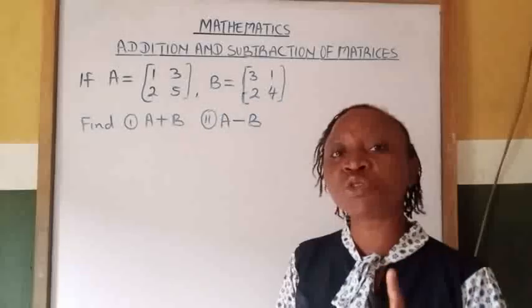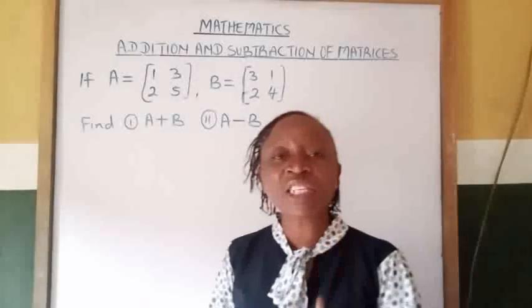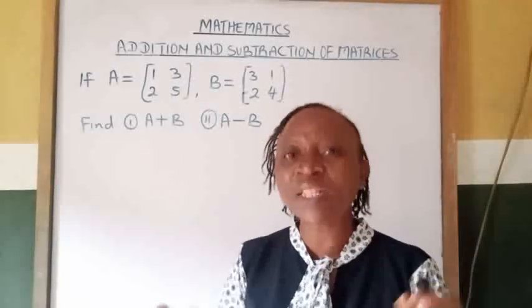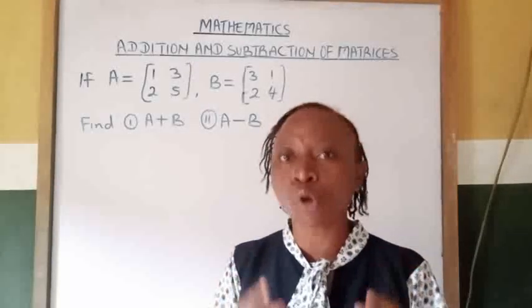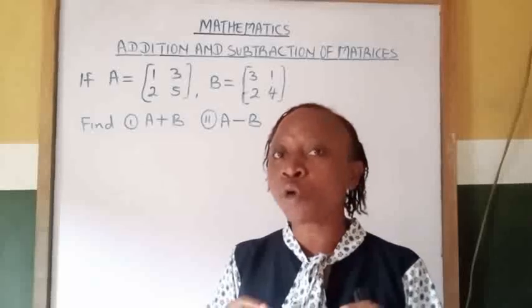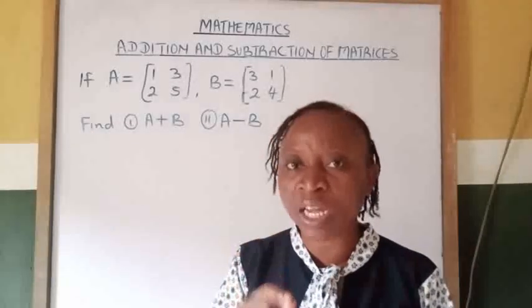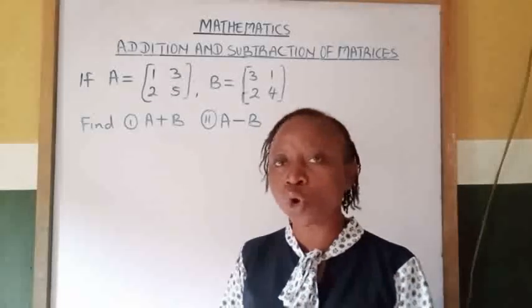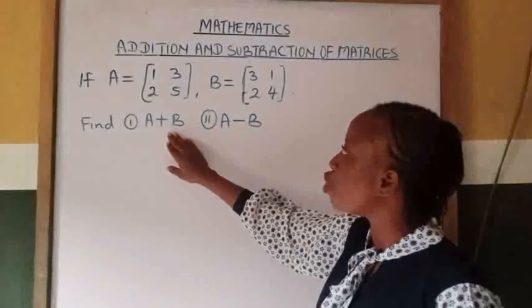The only thing you need to know about this topic is that addition and subtraction of matrices can only take place between matrices having the same number of rows and the same number of columns. They must be in the same order. So let's look at this example on the board.